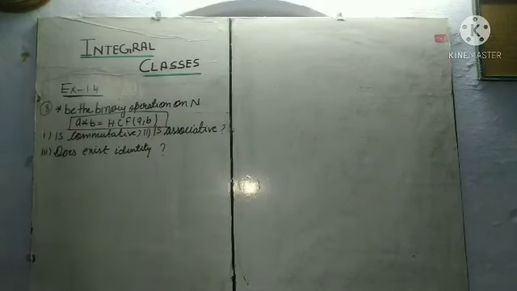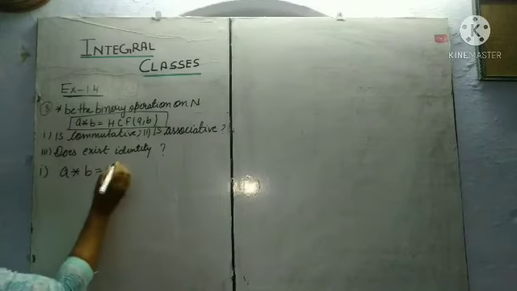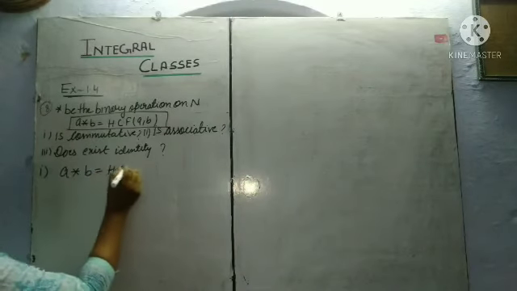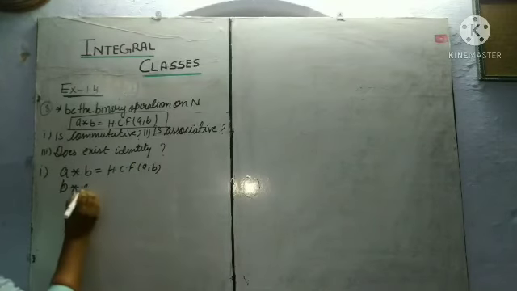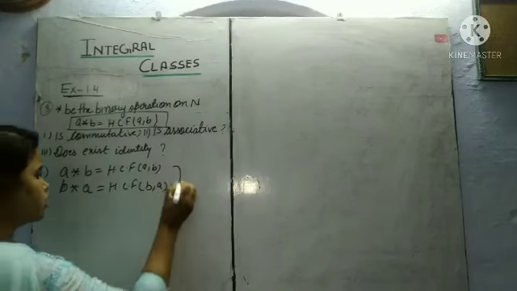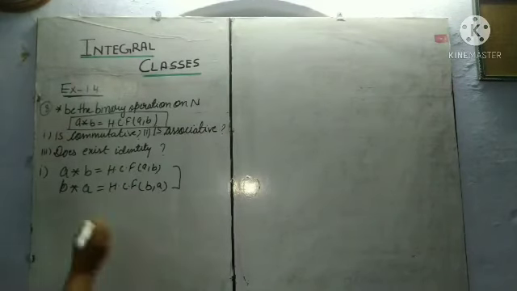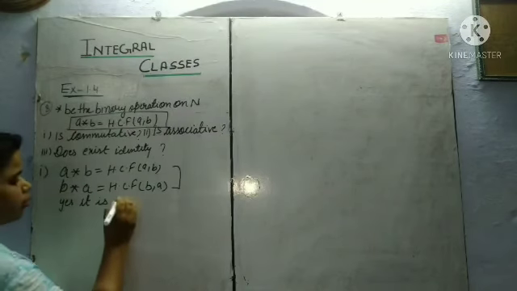Now next, question number 8. Star is a binary operation on N, and the binary operation is given as A star B equals HCF of A and B. This type of question we have done already, which is question number 5. Now again, if it asks whether it is commutative, then for part 1, we know that A star B equals HCF of A and B, and B star A is also HCF of B and A. So these two results are the same. So yes, it is commutative.